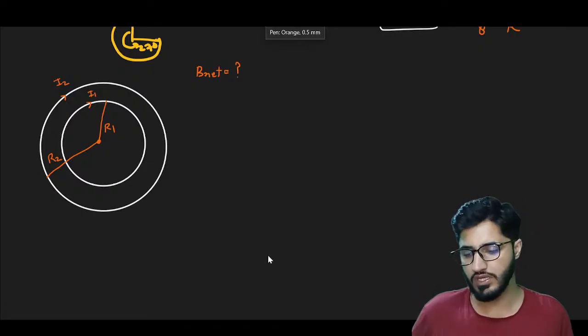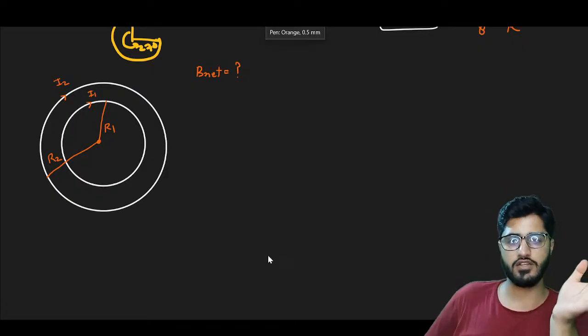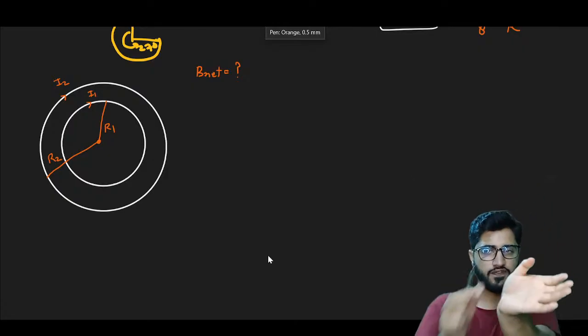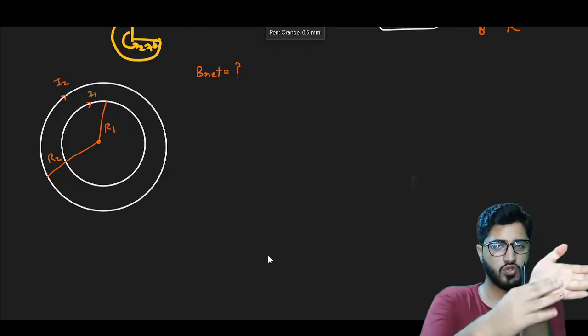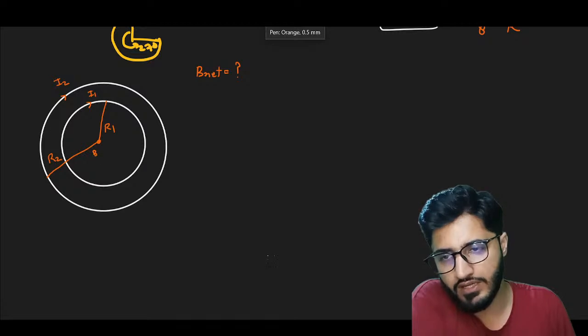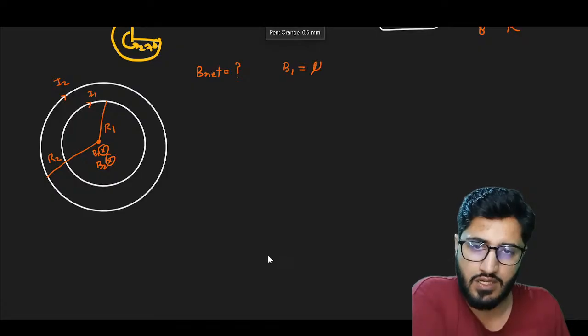Take your hand. Current is going in this way, so it will be inwards. Place your thumb in the direction of current, so the palm is inside the center. So B1 is inwards, and B2 is inwards. B1 is how much? It is a circle, one turn, so it is nu naught I1 divided by 2R1.